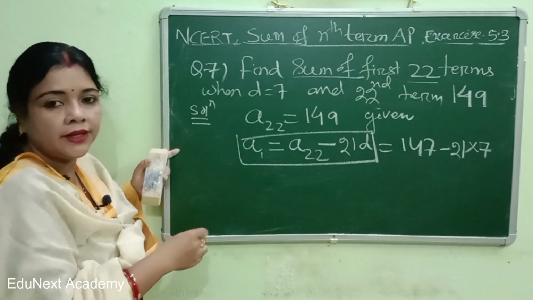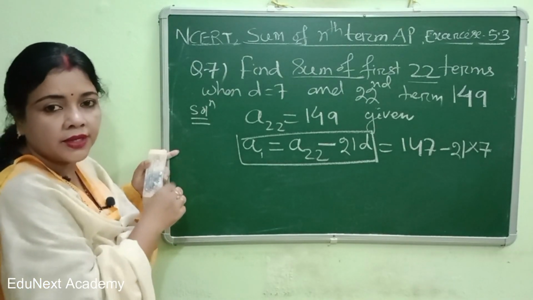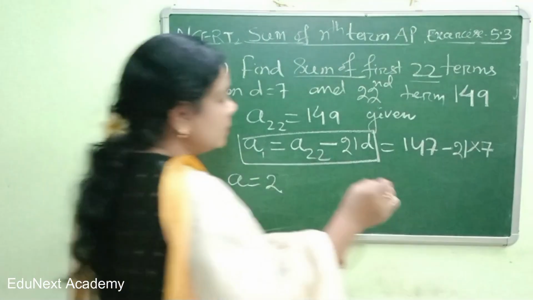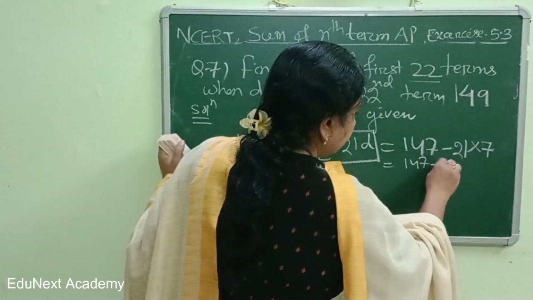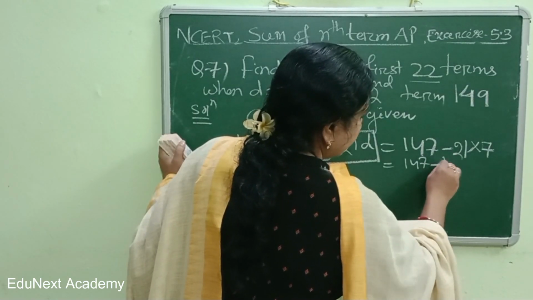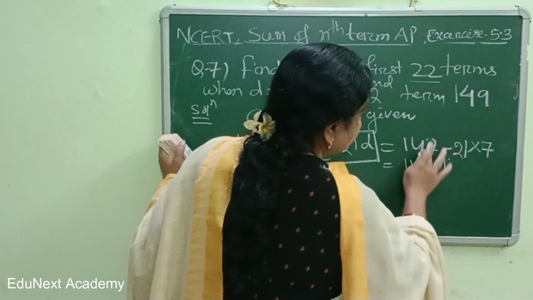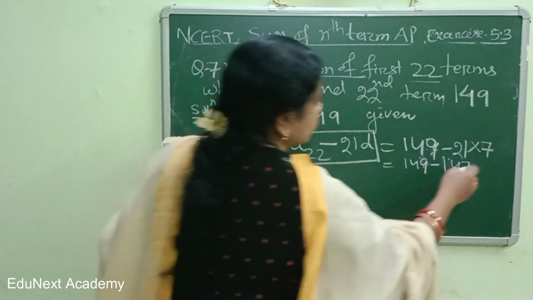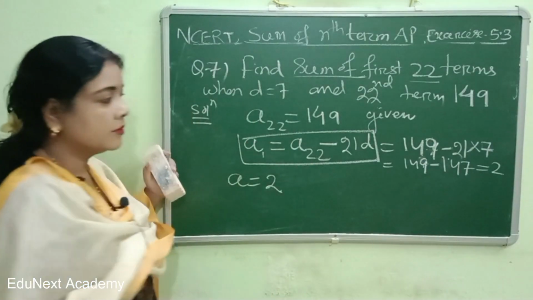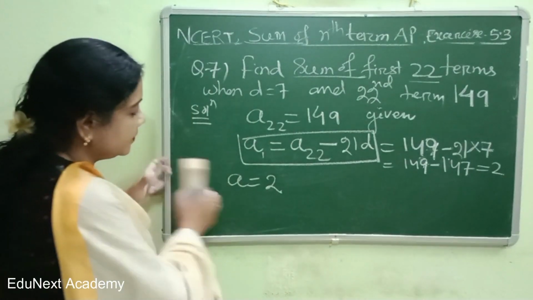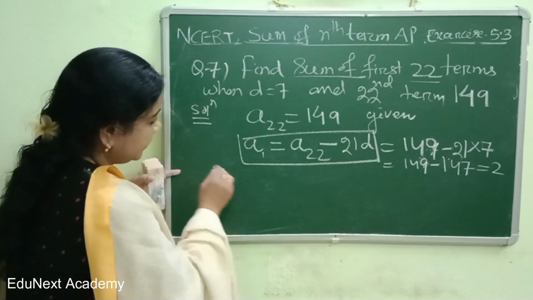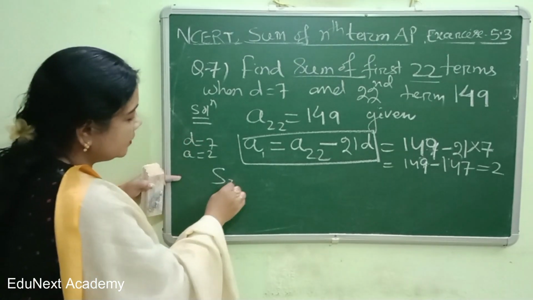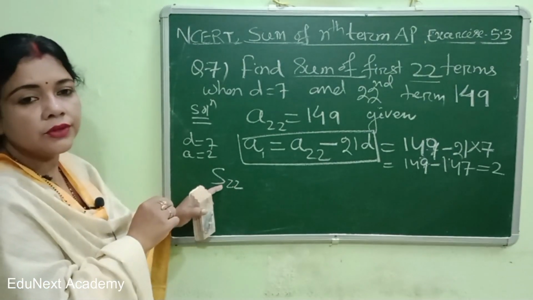Now after solving, we get A is 2. How? Now this is 147 minus... sorry, this is 149 minus 147. That is 2. Okay. Now when D is 7 and A is 2, we need to find out the sum of 22 terms.